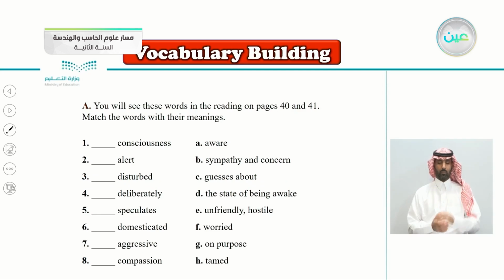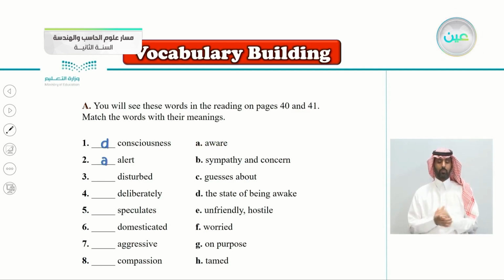So number one, consciousness. What's the meaning of consciousness? Match it with its meaning. So consciousness goes with the letter D. Consciousness is to be awake, the state of being awake. Very good. What about number two, alert? To be alert goes with the letter A. To be alert is to be aware of something. Very good.